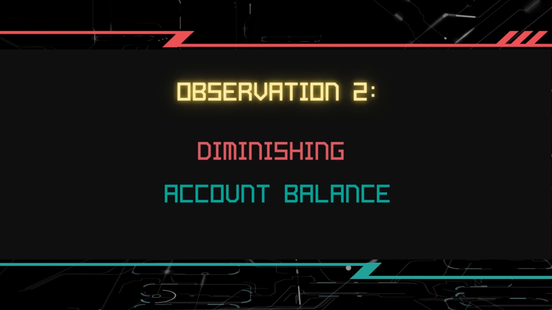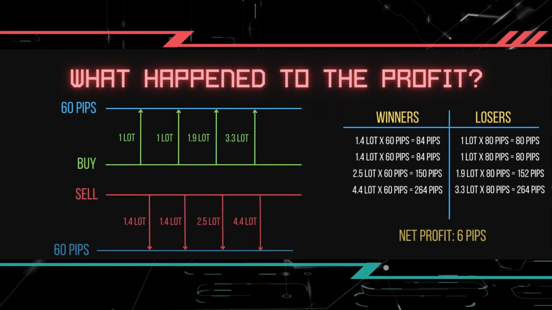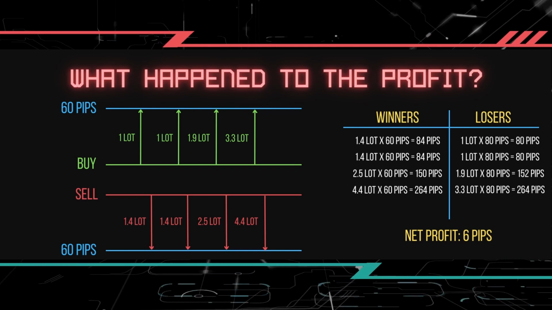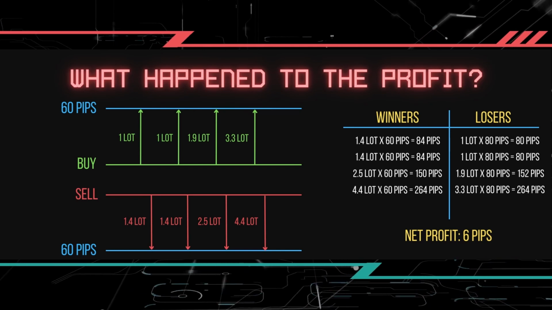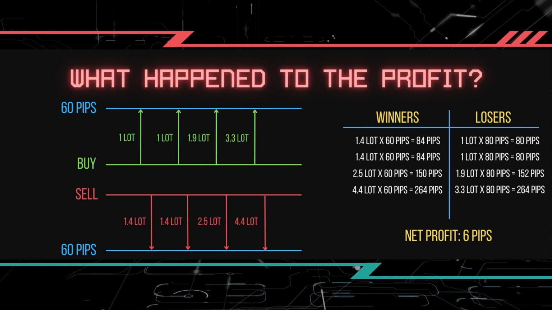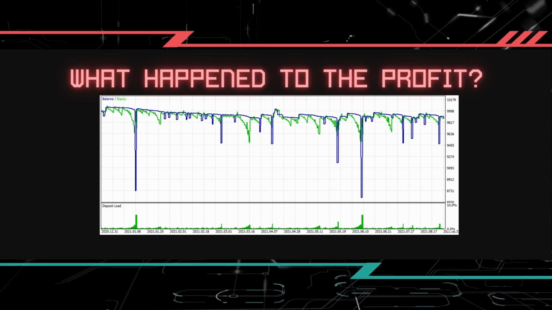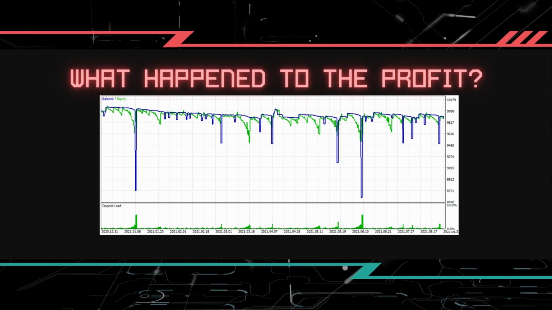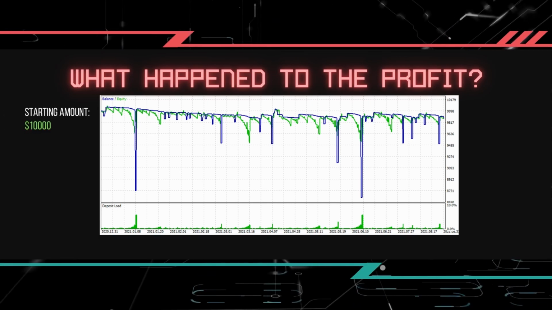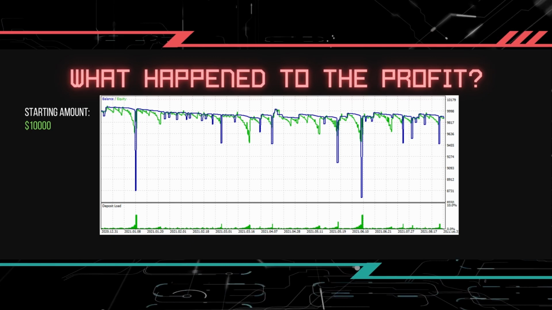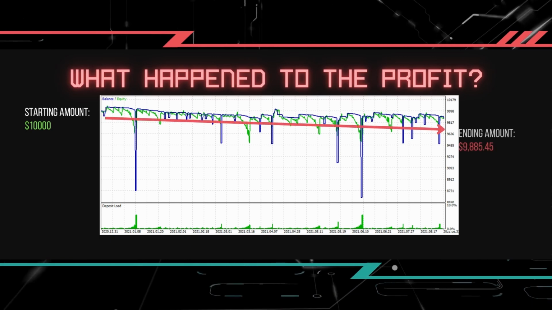Observation number 2, diminishing account balance. The recovery range strategy suggested that each trade would be profitable as long as the price touches the take-profit level of either the buy or sell trade. It will hedge all the losses and give an overall profit. However, in the actual backtest, we can see that the strategy did not give us a profitable result. Some trades even caused the profit to be reduced. We started with a $10,000 account, and the amount dropped to below that.